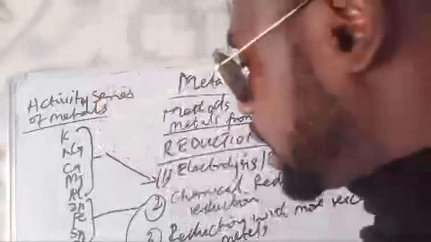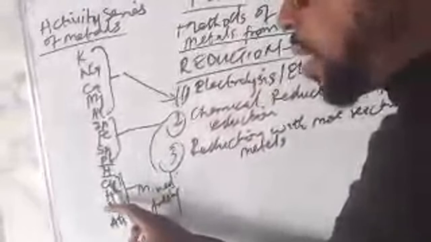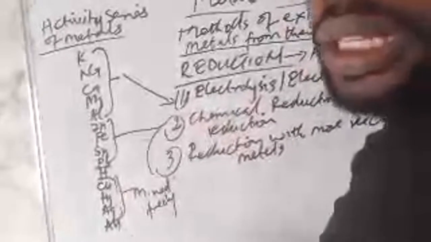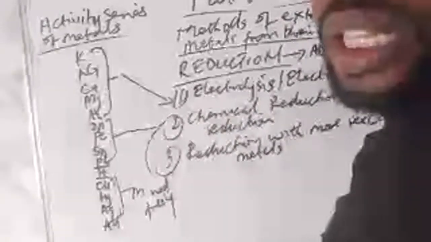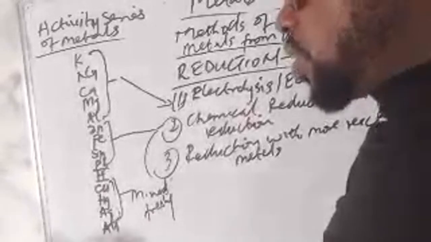Now, don't be confused here. These ones are mined freely, and you cannot purify them using electrolysis, not that you are extracting them using electrolysis. That's the so-called copper, mercury, silver. Especially copper, you can purify the mined copper by electrolysis, whereby you make the impure copper the anode, and the pure copper is the cathode, of course, to collect the pure from the impure sample. That should be a different topic altogether.